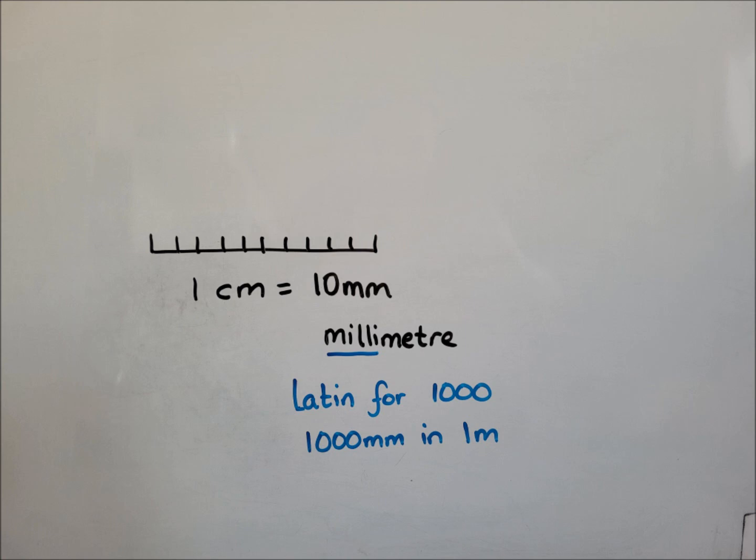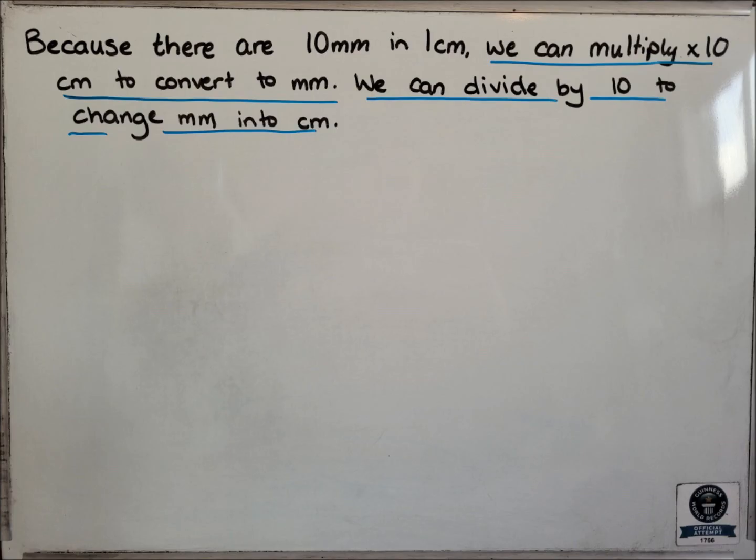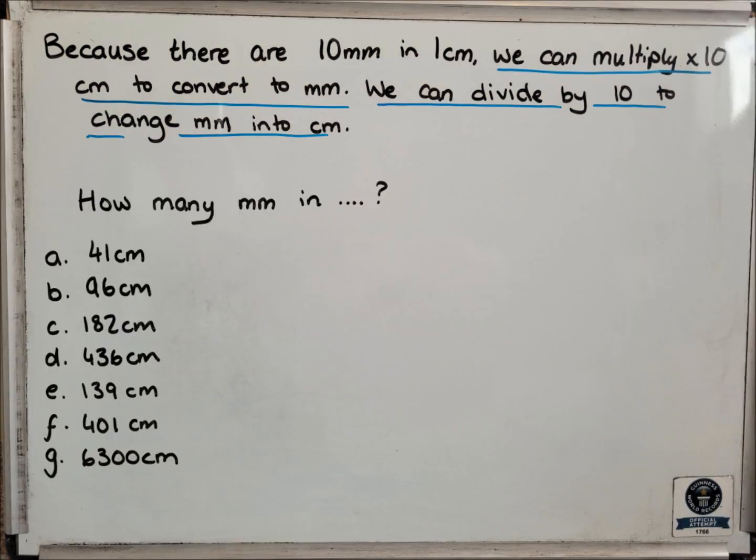So thinking about centimetres and millimetres, there are 10 millimetres in 1 centimetre, so this time we can multiply by 10 or divide by 10 to change between millimetres and centimetres. So for this first one, how many millimetres are in these centimetres? If we need to work that out, we're going to multiply by 10. So you can pause the video here, multiply each one by 10, and we'll get the answers in a second.